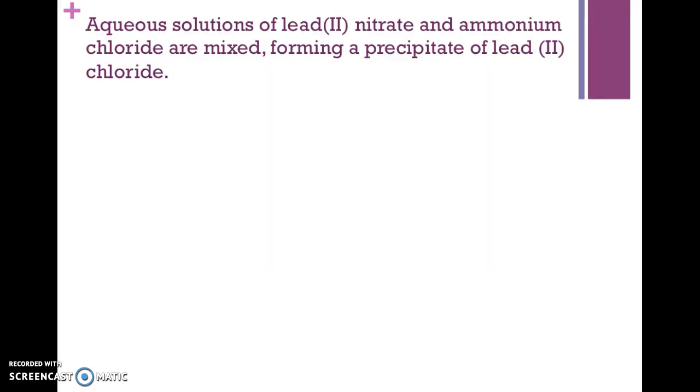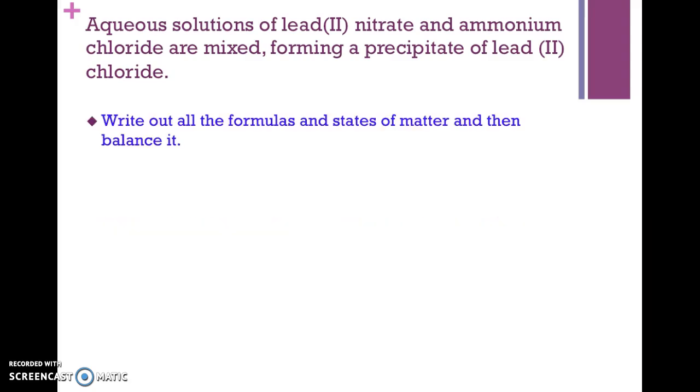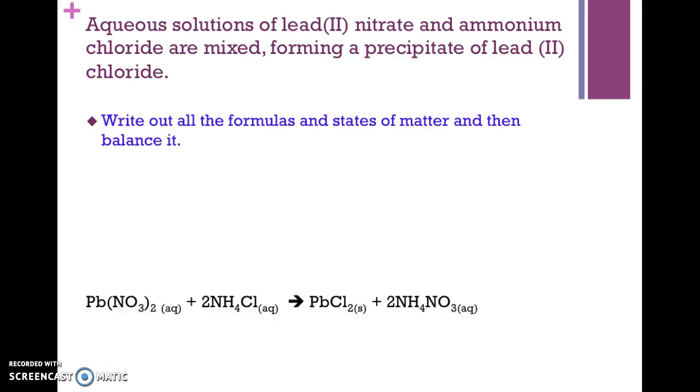First, we have a solution here of aqueous lead(II) nitrate and ammonium chloride. They're mixed. They form a precipitate of lead(II) chloride. Because it forms a precipitate, we already know it's a double replacement. But let's write out the reactants. We want to write out all the formulas and states of matter and then balance it.